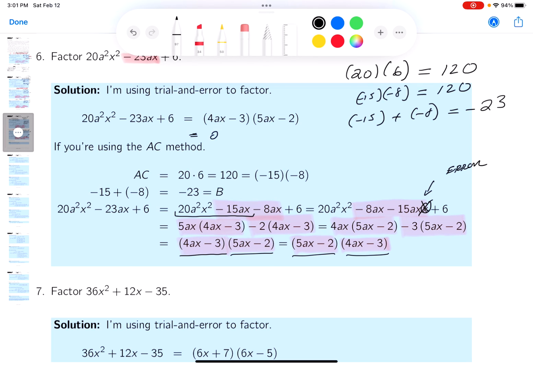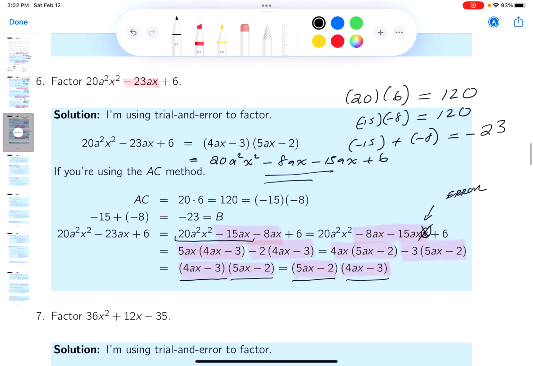What would you get? 20a squared x squared minus 8ax minus 15ax plus 6. Again, I want to emphasize that these numbers are popping up, the minus 8, minus 15. All right? So what do you get over there? Well, minus 8 minus 15 is minus 23. Exactly what we expected. Things work out beautifully. And again, you decide how you want to do it. But I will correct the notes, though.